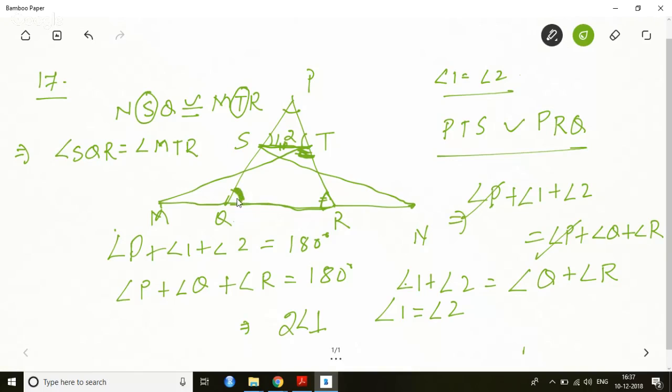This angle Q, are you guys listening to me? Is my voice clear? I am not getting any comment, nothing. I'm just solving the question. So I thought I'll ask in between, do you guys listen to me? Are you guys listening to me or not? Okay, fine.